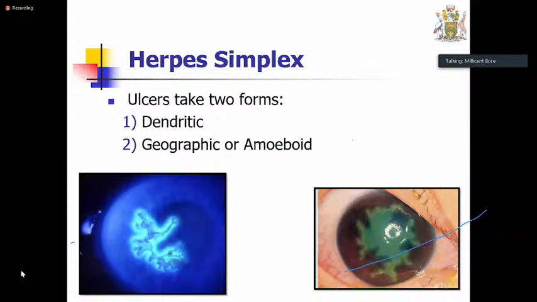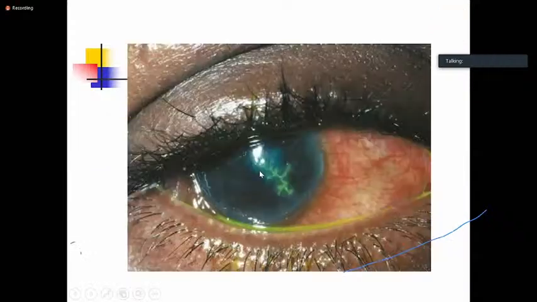If this is left to progress, it will take this shape. So it becomes a geographic or amoeboid ulcer. If you see any patient and you put fluorescein and you examine and you see that it has this pattern, then it's a viral ulcer. That's herpes simplex. This is the same thing. You can see it has taken up the fluorescein stain. You can see pooling of the fluorescein stain here. If you look at the cornea, you can see an ulcer with a dendritic pattern. This is the dendritic pattern. I hope that's clear.